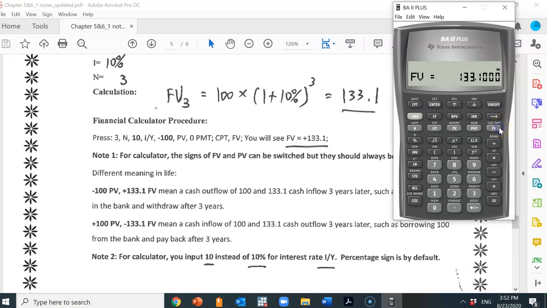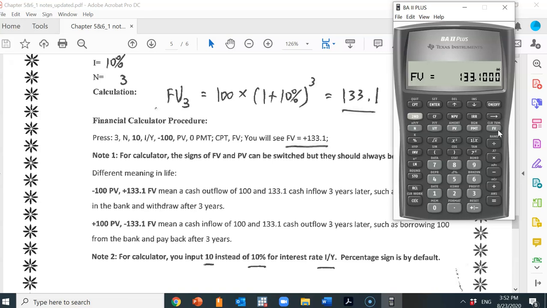Compute FV, compute future value. The screen shows future value equals 133.1. Okay, the calculator uses the formula and calculates for you that the future value of $100 today after 3 years with the interest rate of 10% is 133.1. Okay, please try these procedures in your own financial calculator and get familiar with it.